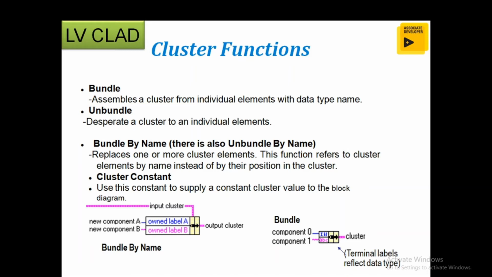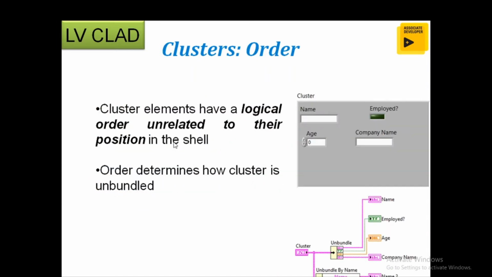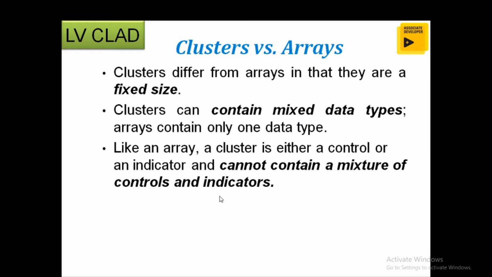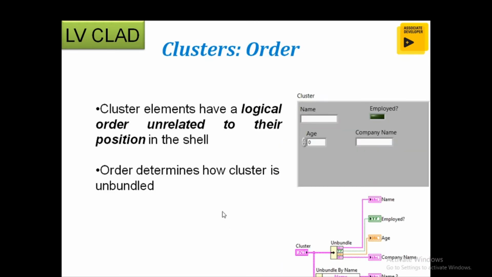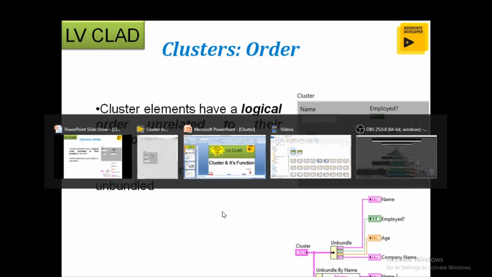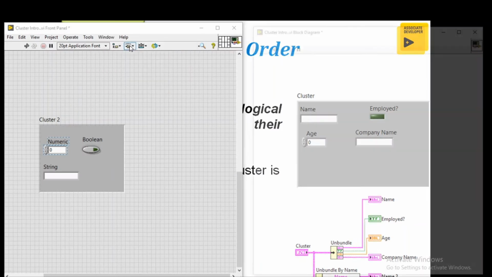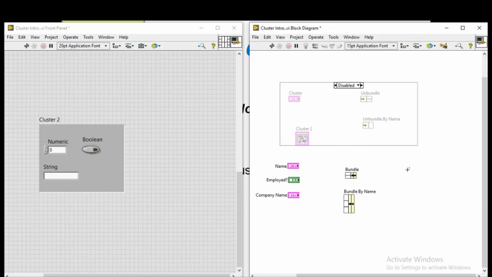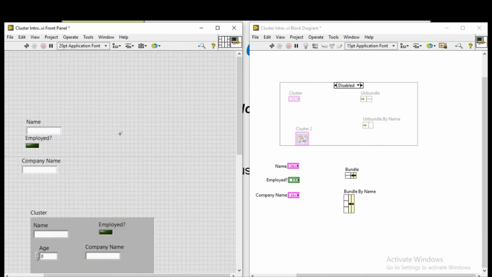Whether you want it in terms of data type or in terms of name, that is the main difference between bundle and unbundle versus bundle by name and unbundle by name. Let me explain the bundle and unbundle by name operations. Here I just placed three different data type controls.